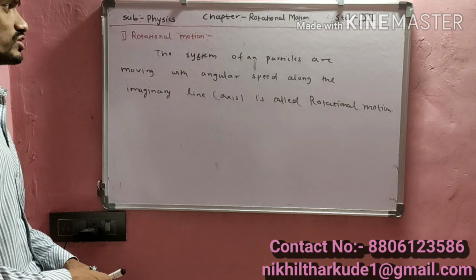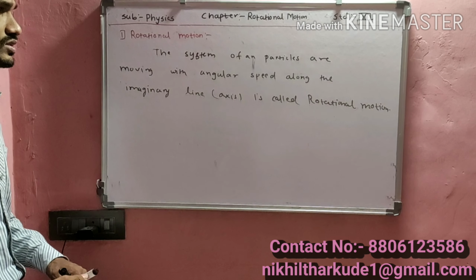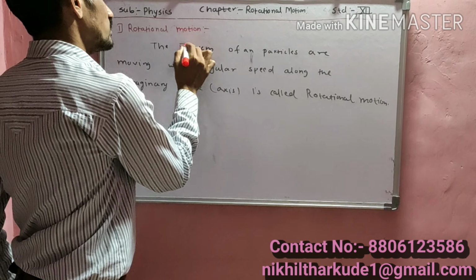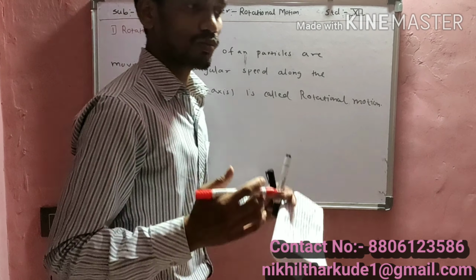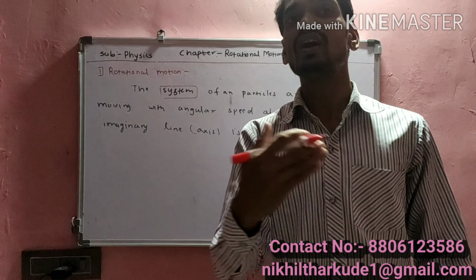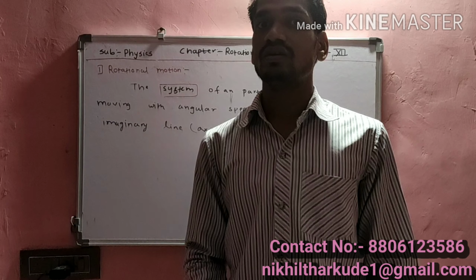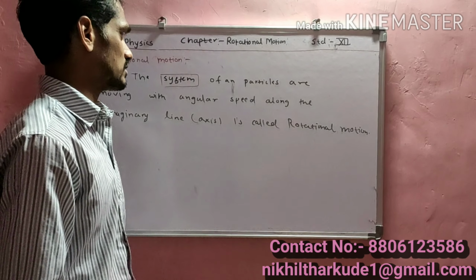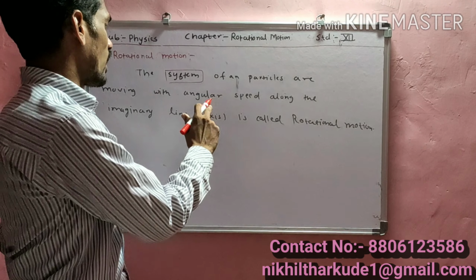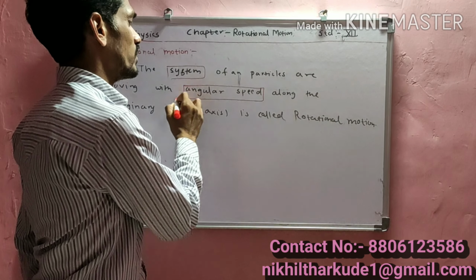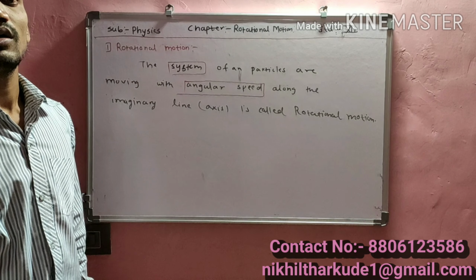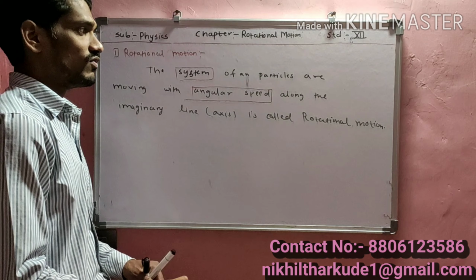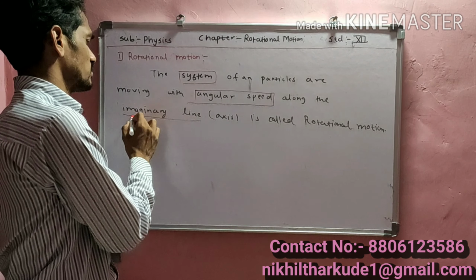Okay students. First of all, a system of particles. What is meant by system? System means a group of particles moving along circles, a group of particles moving along the circumference or along the centers with angular speed. We have discussed angular speed in circular motion, with an imaginary axis or line.